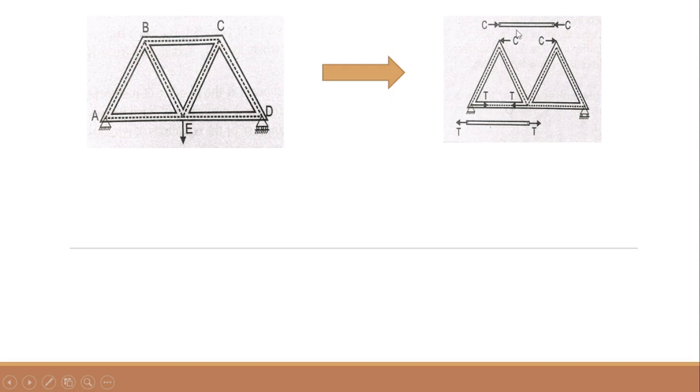So whenever a truss is acted upon by a load, in the members you can see the tension force which is drawing opposite to each other, and the compression force towards each other. Compression force is like pressing, tension force is like drawing, but these forces are in members.